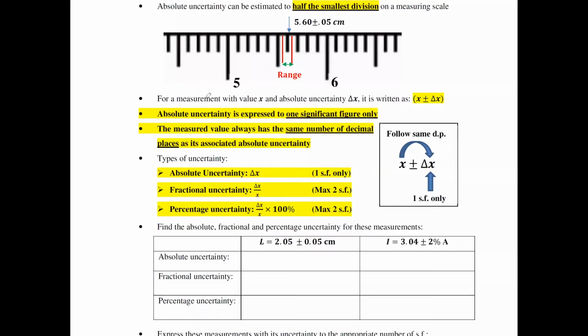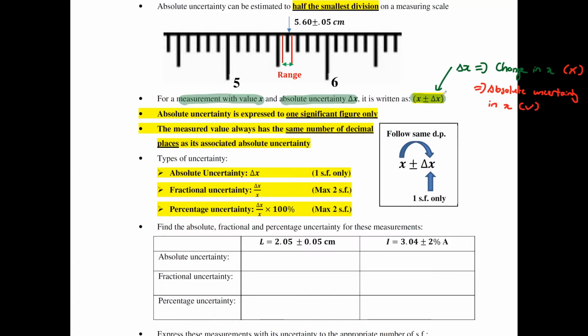When you want to express a measured value x with its absolute uncertainty, you will tend to write it in this form: x plus minus delta x. When you first look at the symbol delta x, you may have thought that it refers to the change in x, like you would have learned in maths. This is not true here. It actually refers to the absolute uncertainty in x. That is the correct meaning of the symbol here.